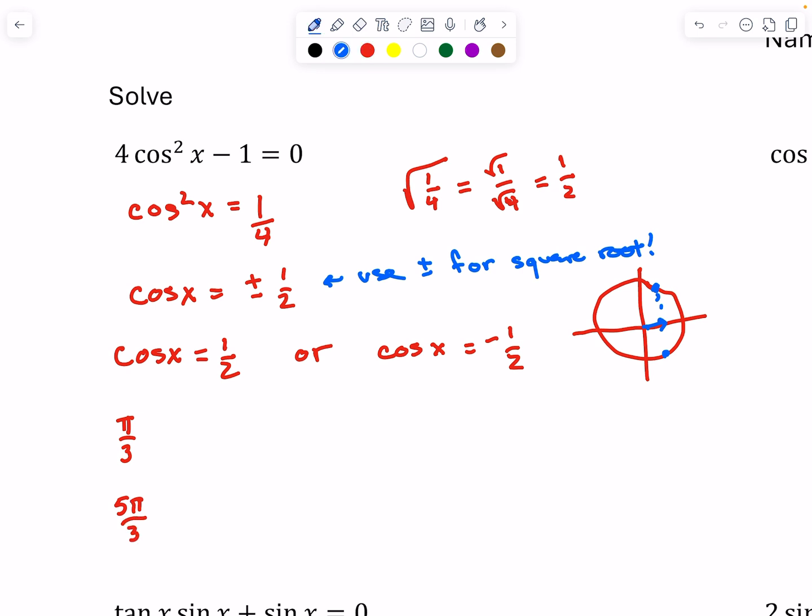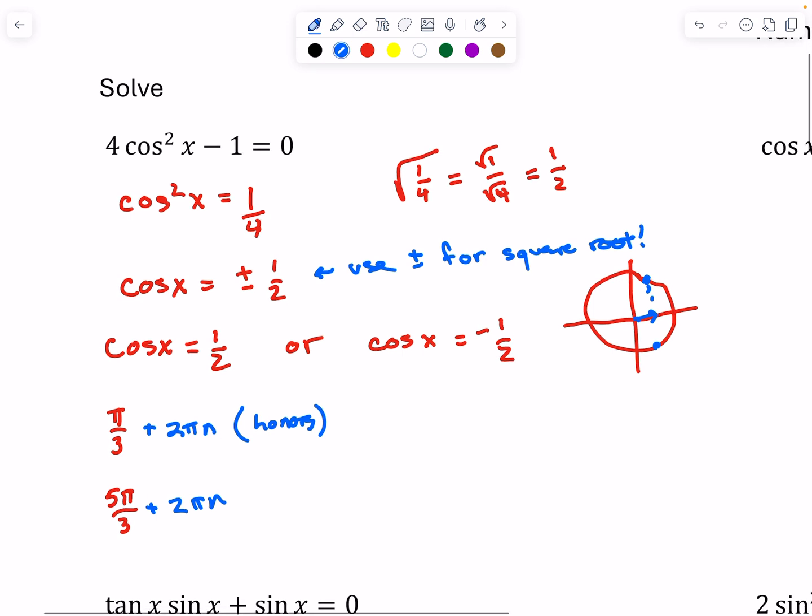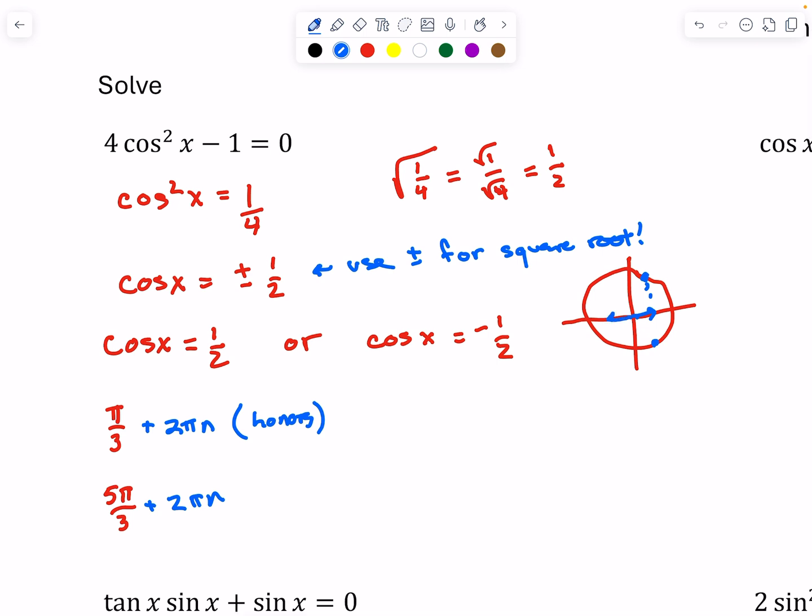For the honors students, I'm going to just add these in blue. This gives you all solutions, because remember, every time you go around the unit circle, you end up with exactly the same place, so exactly the same trig values. Cosine x coordinate is negative 1/2 at 2 pi over 3, 120 degrees, or 4 pi over 3.